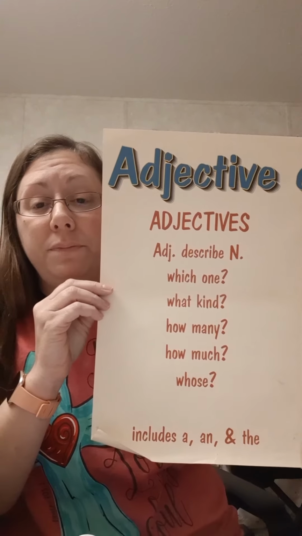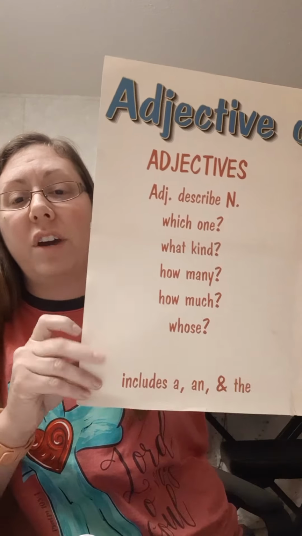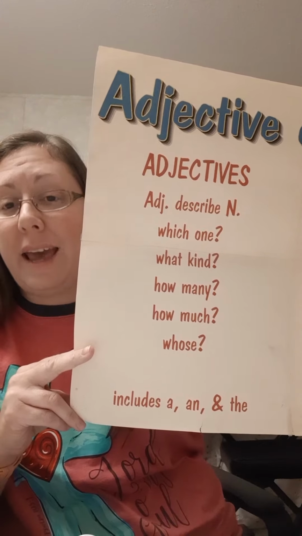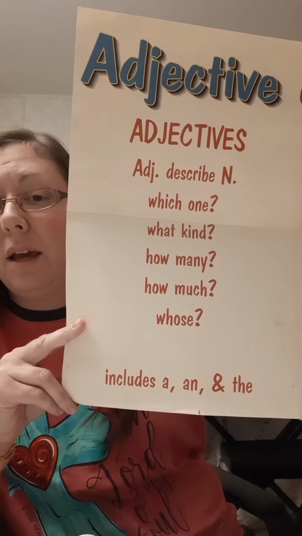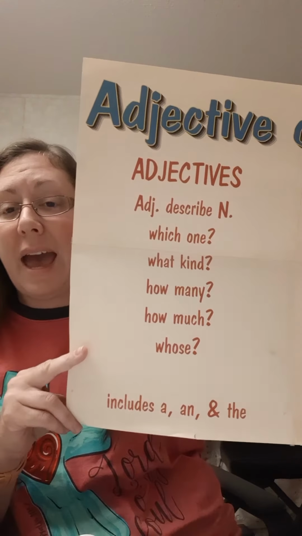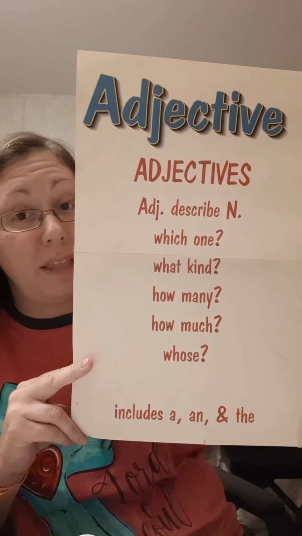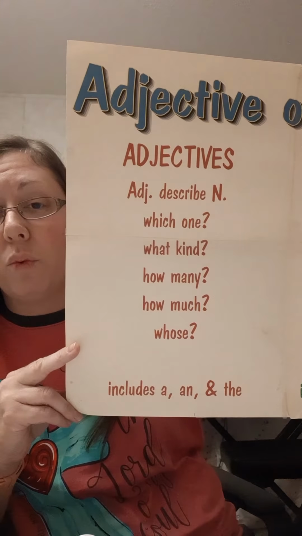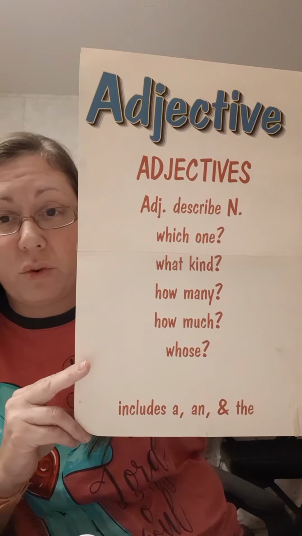And remember, if you can see this at the bottom of my chart, it includes a and the. Those are called articles. A and the, not and, but an, A-N, a and the. Those are called articles. They are always adjectives. Adjectives can only describe nouns and pronouns. That's their job. And again, these are the questions. Which one, what kind, how many, how much, and whose. They always answer one of those questions.